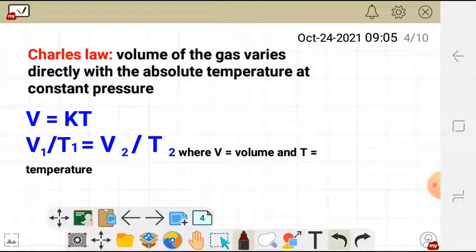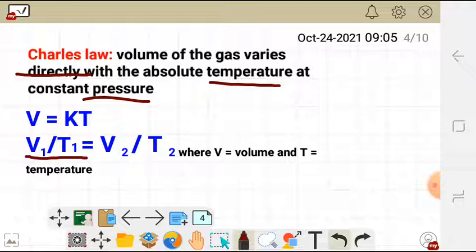Okay, so let's also look at Charles' law. Charles' law states that the volume of a gas varies directly with the absolute temperature at constant pressure. Remember, pressure is constant, so the formula is V1 over T1 equals V2 over T2, where V is volume and T is temperature. Remember, 1 is initial and 2 is final.